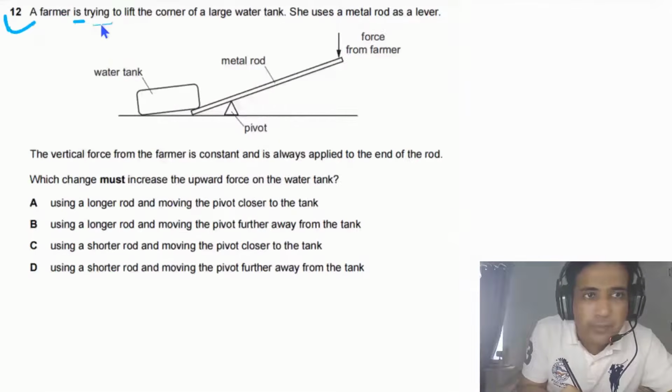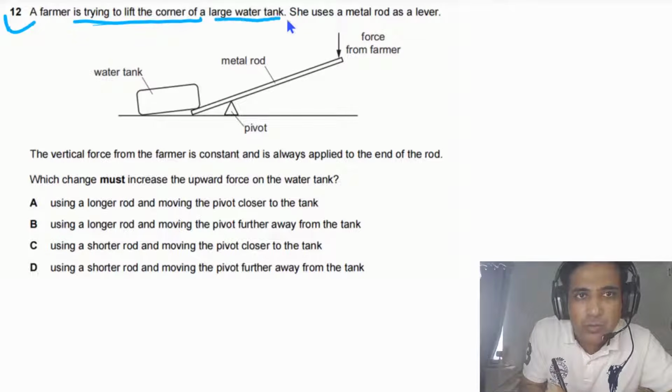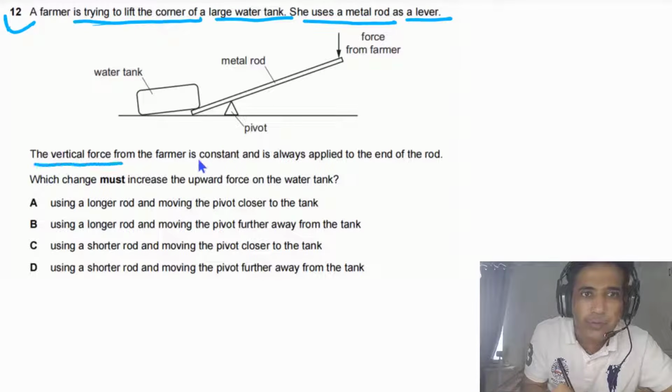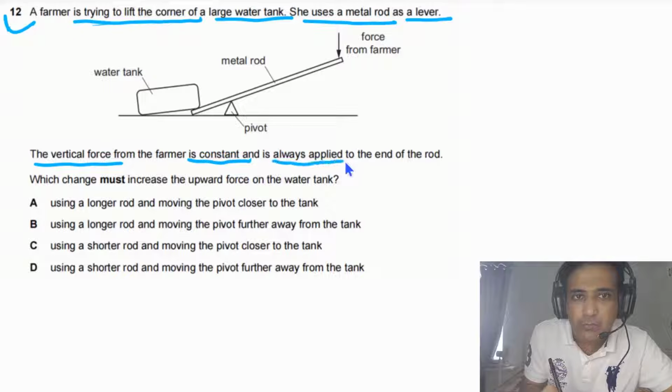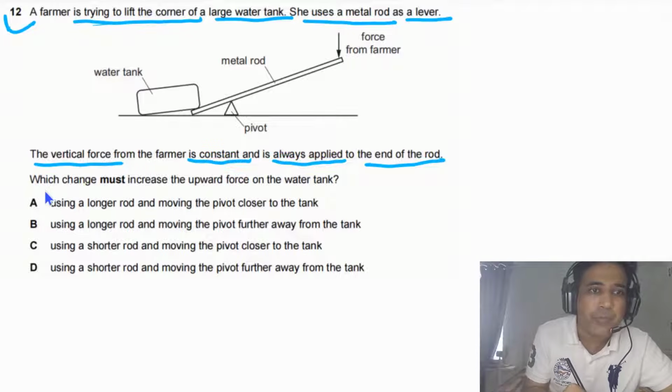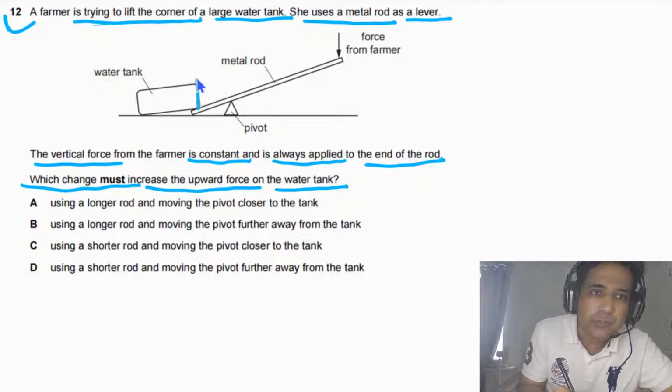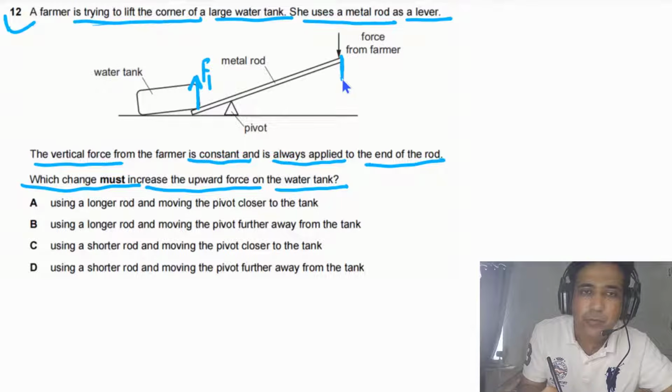Question 12 says, a farmer is trying to lift the corner of a large water tank. She uses a metal rod as a lever. The vertical force from the farmer is constant and is always applied to the end of the rod. Which change must increase the upward force on the water tank? For this purpose, first of all, we can assume the force on the water tank is F1, and the force from the farmer is F2.